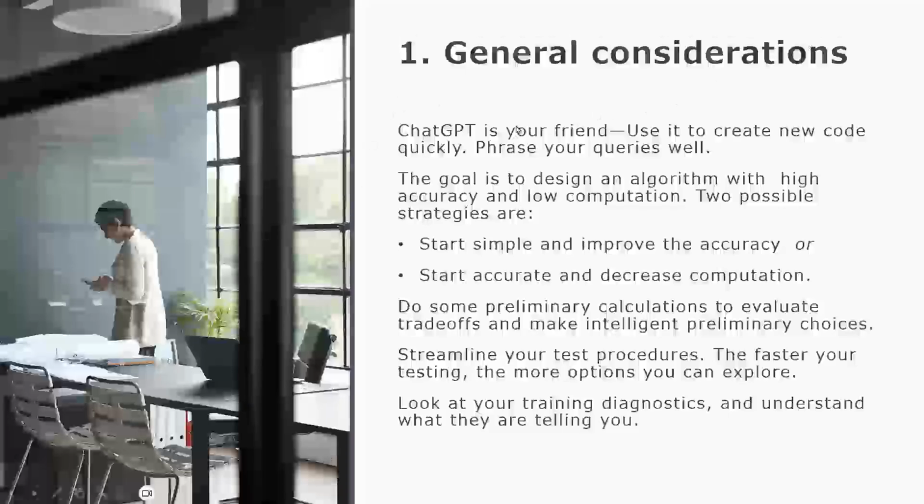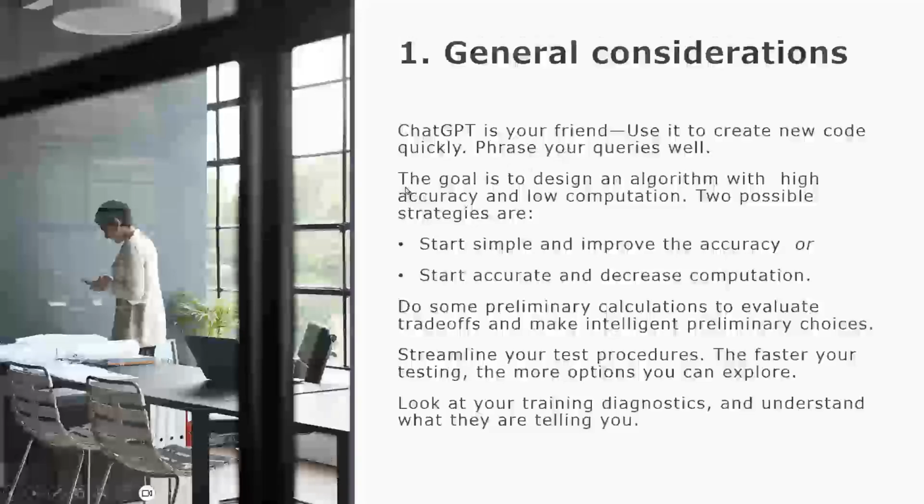All right, so general considerations. First of all, ChatGPT is your friend. Use it to create new code quickly and phrase your queries well. I'll give some examples in the subsequent presentation, but this can definitely speed up your coding. Of course, you always have to verify whether ChatGPT is giving you what you really need, so you do need to understand the code that it gives you. But ChatGPT also often gives explanations, which can be very helpful, especially if you're just ramping up with Python.